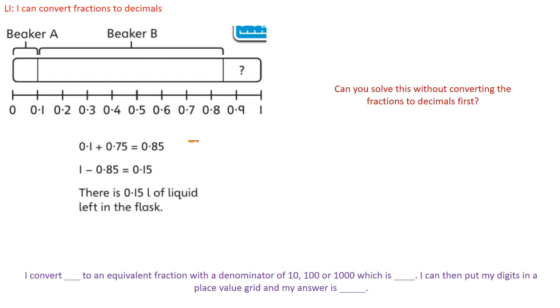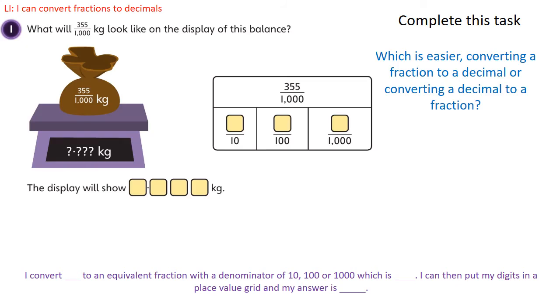Okay, let's have a look at this one. This is the working out, and there's a lovely bar there drawn for you as well. And that just shows the method that we completed on the previous slide. So what will 355 thousandths of a kilogram look like on the display of this balance? Well, we know in 355 thousandths, we've got a 5 thousandth, we've got a 500th, and we've got a 3 tenths.